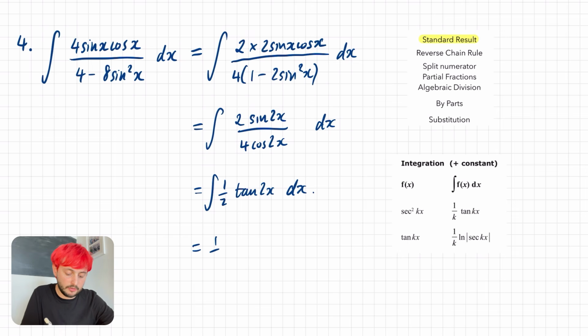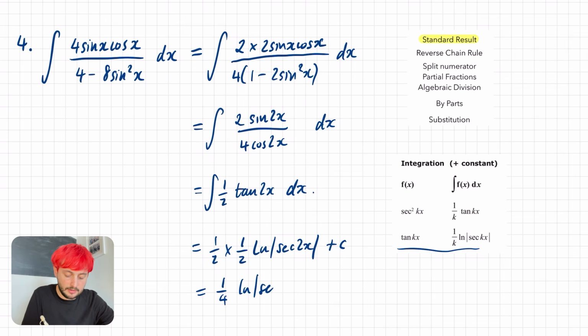We'll leave the quarter that's already there, and we're also now going to integrate tan 2x using this, so it's going to be a half ln of sec 2x plus c. Simplifying that, half times a half, and we have a quarter ln sec 2x plus c. Now, if you ever wanted to check these things, you can always differentiate your answer and see if you go back towards the thing that you integrated to begin with.